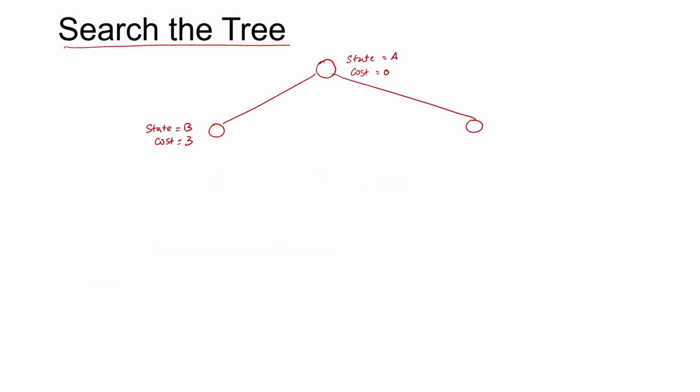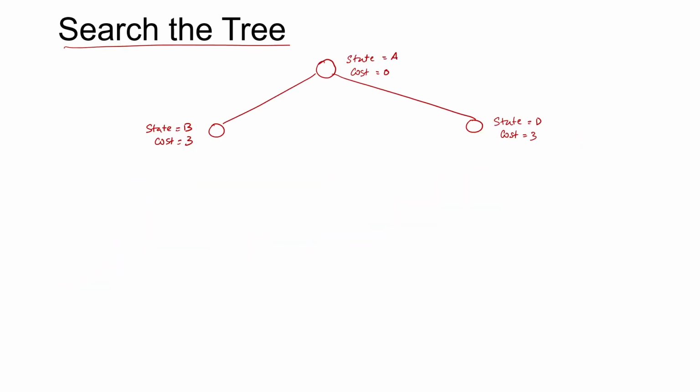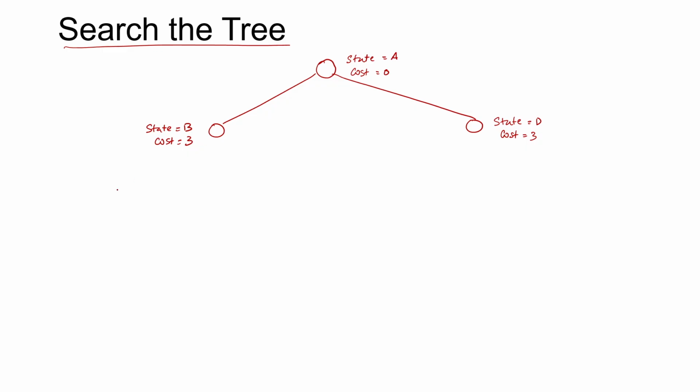The other is state equal to D, cost equal to 3. Where did I get that cost of 3? It is this line. Now let us take B from here. From B, I can go to two places: I can go to C, or I can go to F. So I have two branches here.